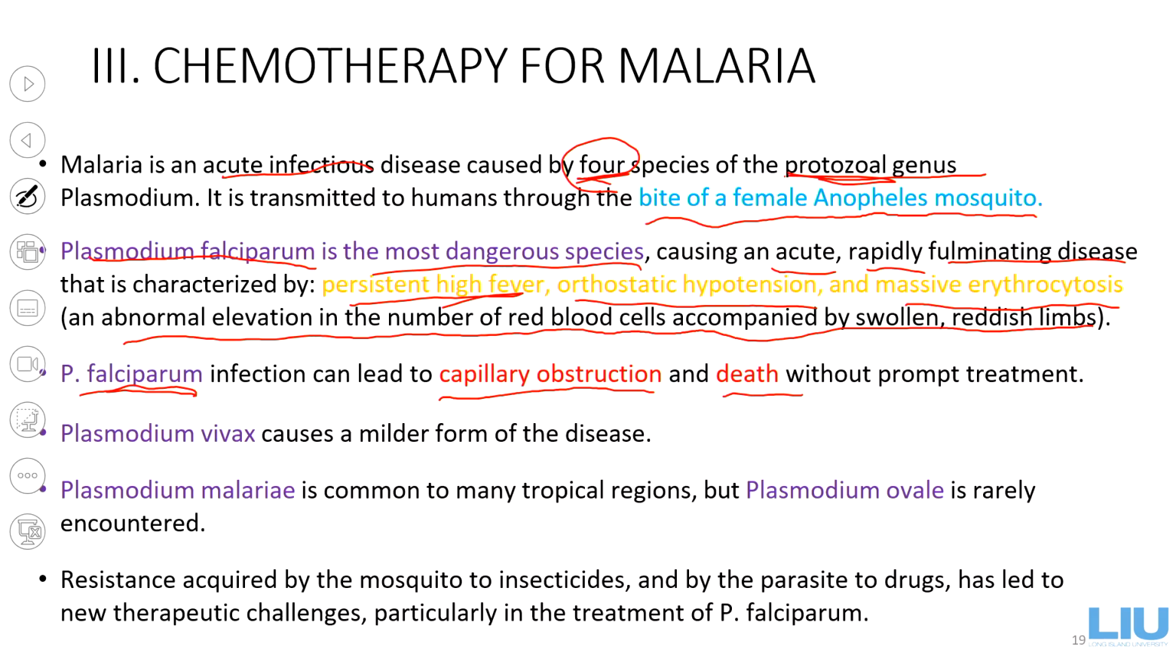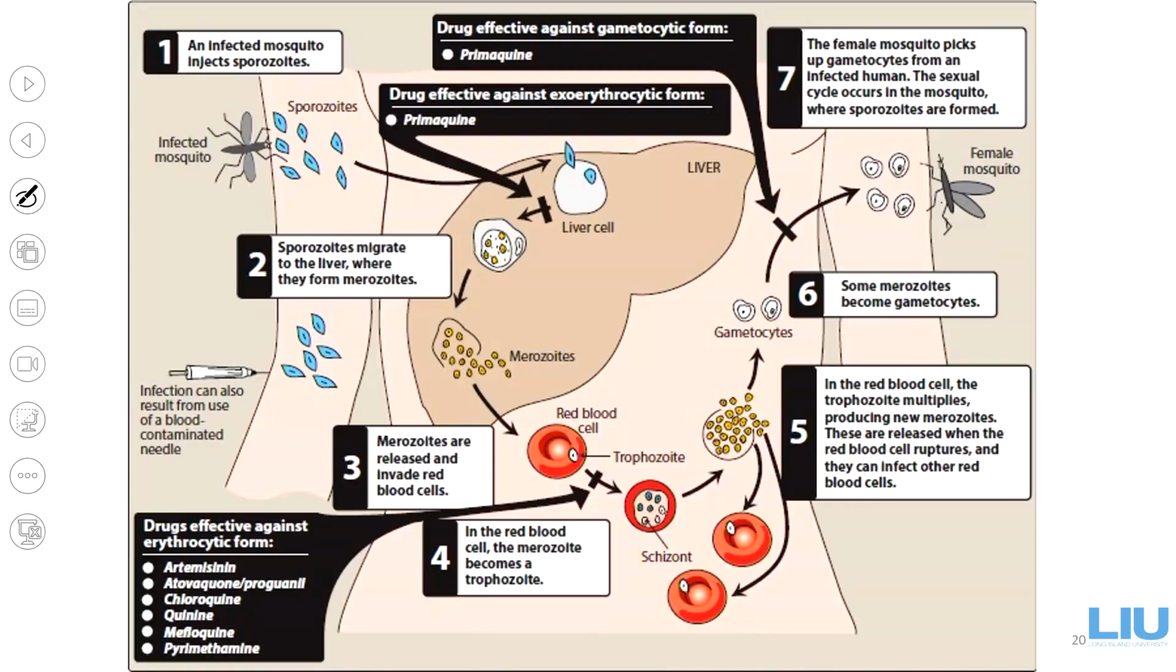The second one is Plasmodium vivax, which causes a milder form of the disease, and then we also have Plasmodium malariae, common to many tropical regions, and Plasmodium ovale, which is rarely encountered. Of course, just like with all microorganisms, there is always resistance acquired to the drugs that we have for this disease. So far, so good.